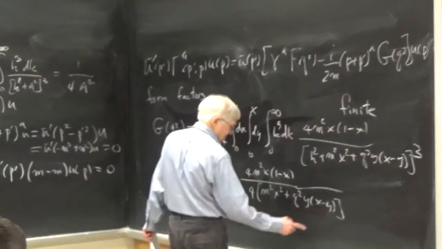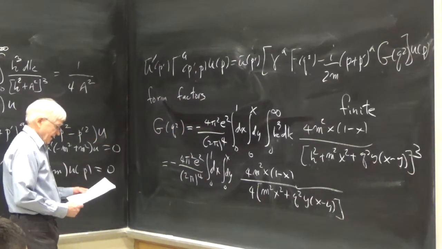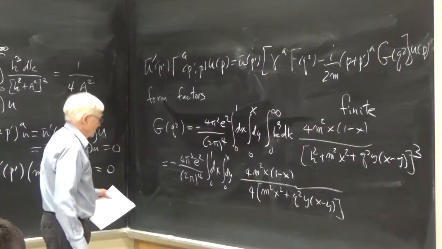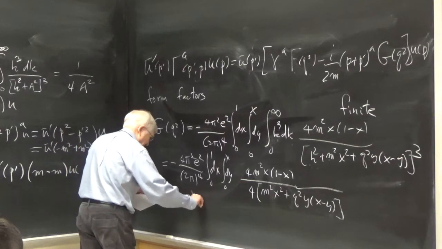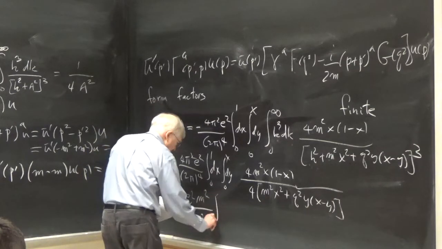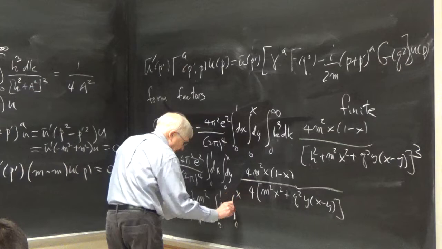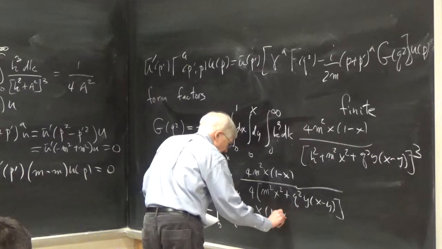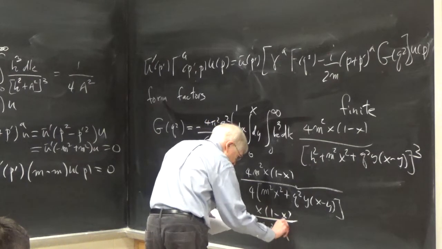Y is less than x, so this term is positive. We're assuming q squared is positive. There's no pole in the denominator. So this is rather simple. In fact, we can cancel things a little bit, and we get minus e squared m squared over 4 pi squared, integral 0 to 1 dx, integral 0 to x dy, and that's just x (1 minus x) over m squared x squared plus q squared y (x minus y).